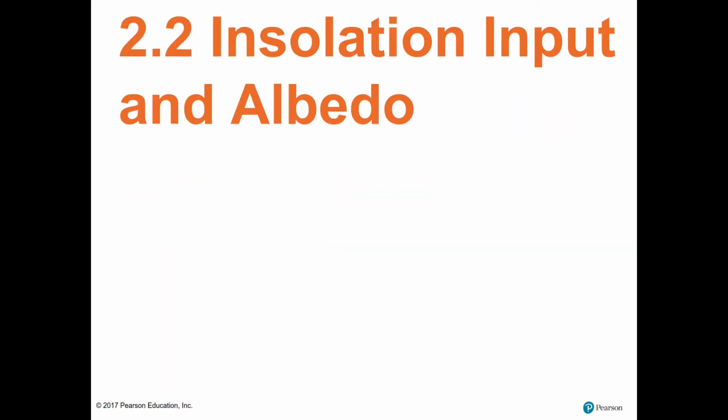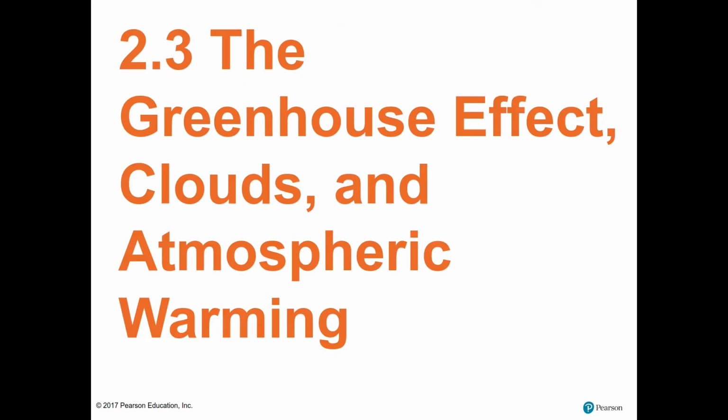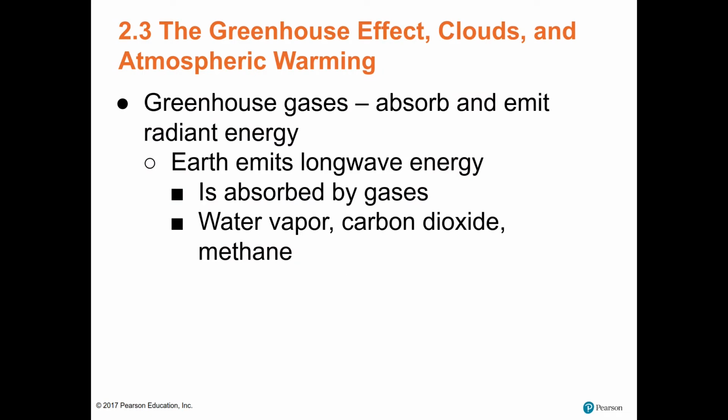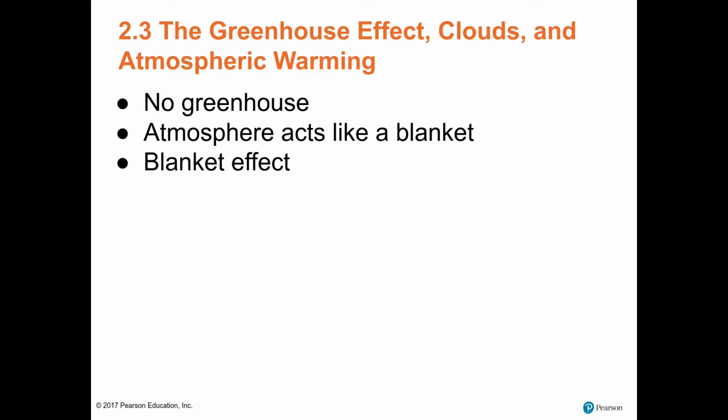That's it for albedo and insolation input. Let's talk about the greenhouse effect, clouds, and atmospheric warming. So greenhouse gases absorb and emit radiant energy. The Earth emits long-wave energy, and that long-wave heat energy gets absorbed by water vapor, carbon dioxide, and methane. Those are 3 very powerful greenhouse gases.